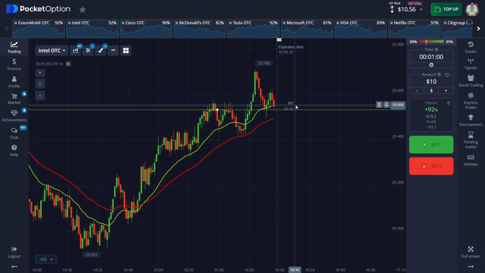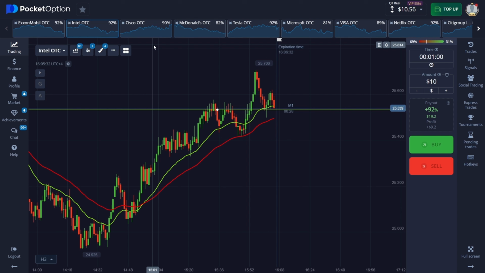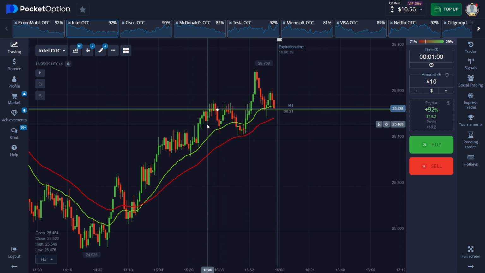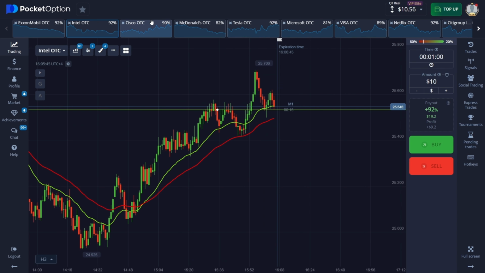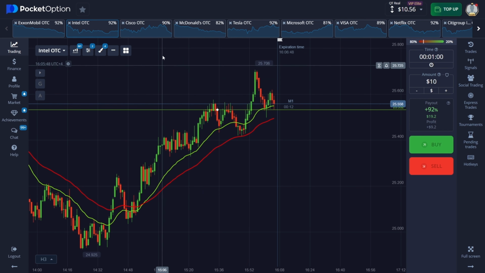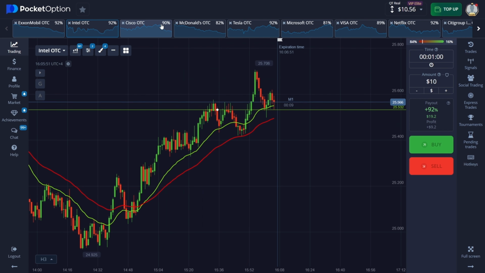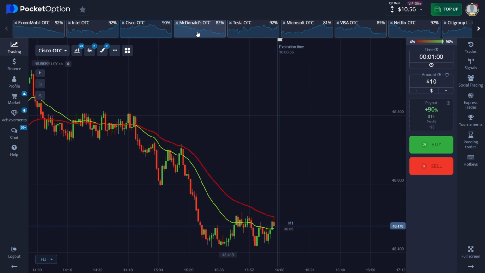Here we have a trade on Intel OTC from the moving average, and there's a support level as well. I'm waiting for a good entry, otherwise we will avoid it. Okay, I missed the trade. The candle has already moved up. So we'll avoid that.